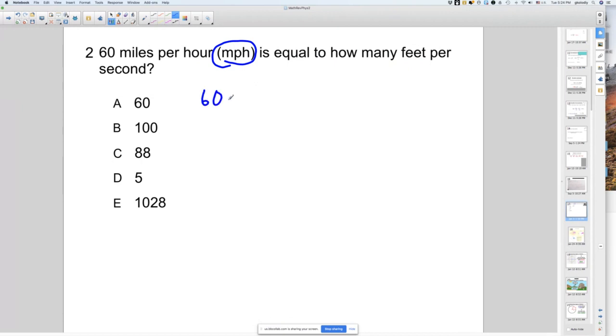Now this is going to be your first one, I'm going to help you out with this. I'm going to just get you started. Miles per hour, that's the first unit here, and we want to wind up eventually in feet per second. We don't know directly how to do this, but we do know how many seconds are in an hour, and we know how many feet are in a mile. 5,280, if you forgot, feet are in a mile.